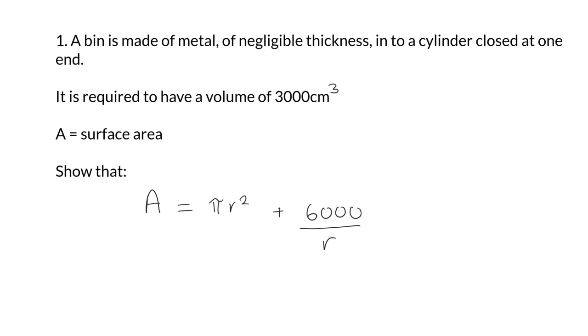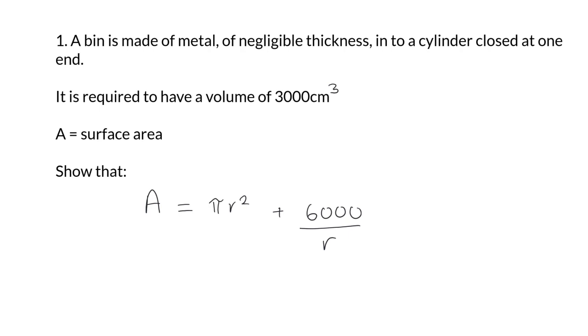Our last bit of differentiation then is using it for problems. So here, a bin is made of metal of negligible thickness into a cylinder closed at one end. It's required to have a volume of 3,000 centimeters cubed. If A is the surface area, show that A equals pi r squared plus 6,000 over r.